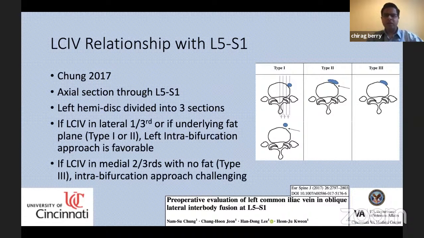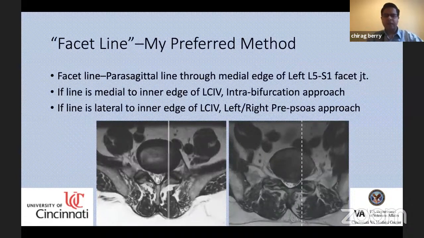So I use a separate method, and I prefer it to the one that Chung described, just because you don't have to measure any columns. I call it the facet line method. Basically, you draw a parasagittal line through the medial border of your left L5S1 facet joint here, and you trace it anteriorly, and you see how it's related to your left common iliac vein. So here, the line is medial to the left common iliac vein. So I have a wide intra-bifurcation interval, and I can easily use this intra-bifurcation approach.